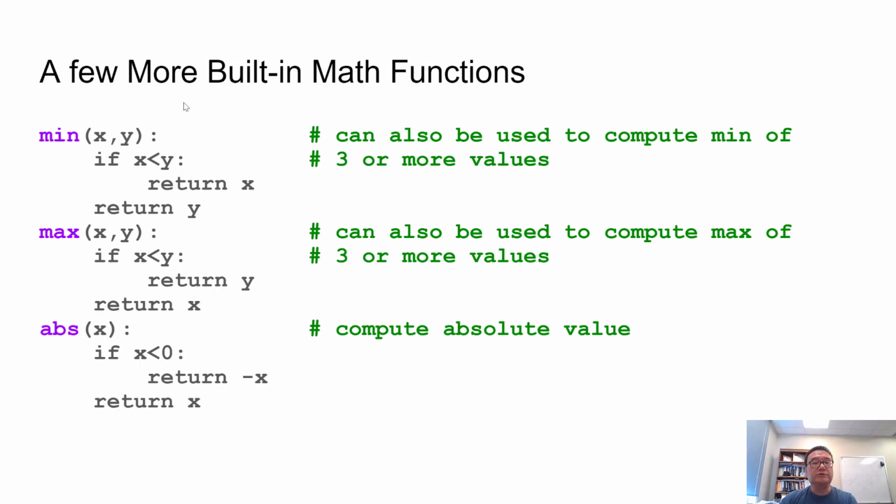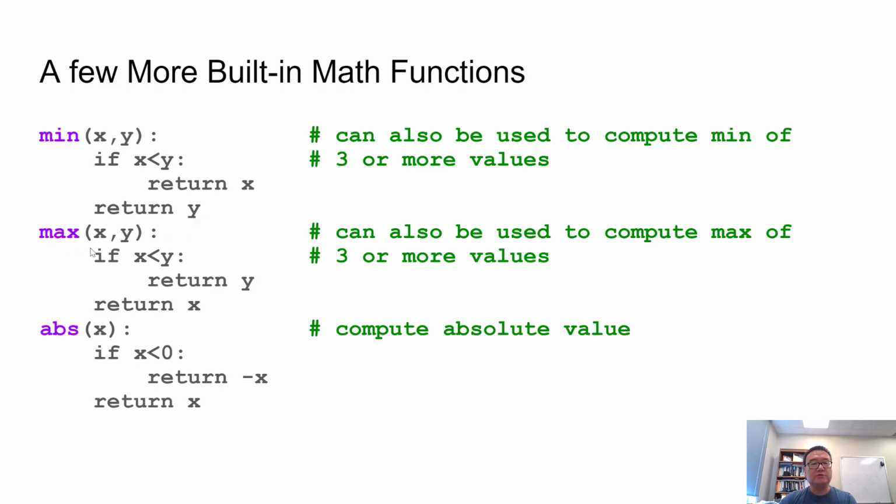Because min and max are used so frequently, most languages have predefined functions that you can directly use. So Python has a built-in min and max. So you can use it to compute the min of 2 values or 3 values or more. Similarly for max. So the Python code I put down here can be viewed as one way of implementing min of x and y. So if x is less than y, we just return x. Otherwise, we'll return y.